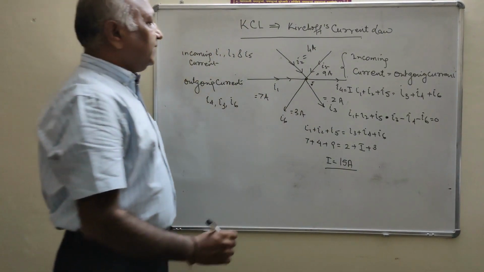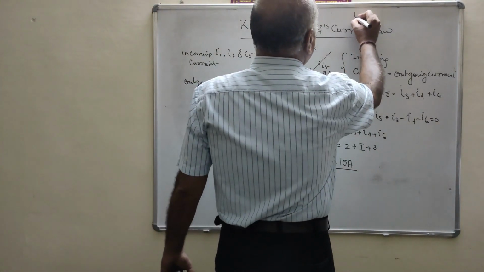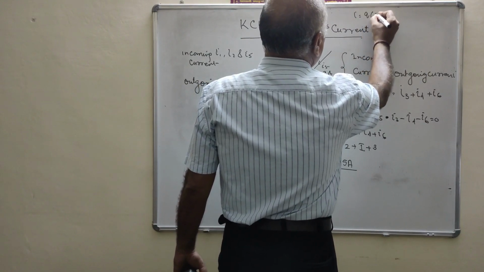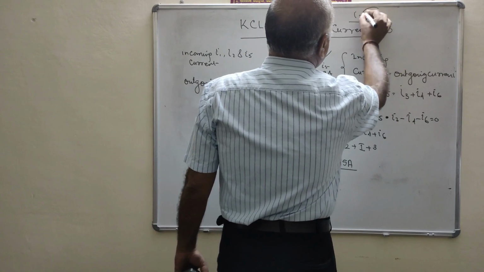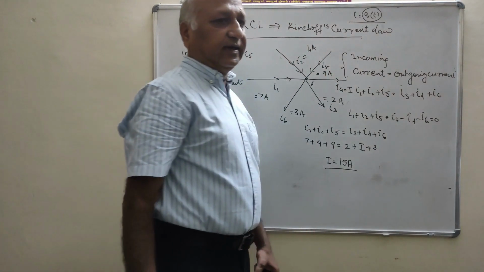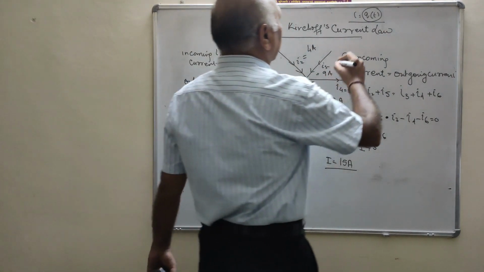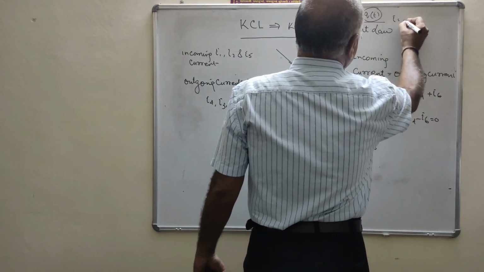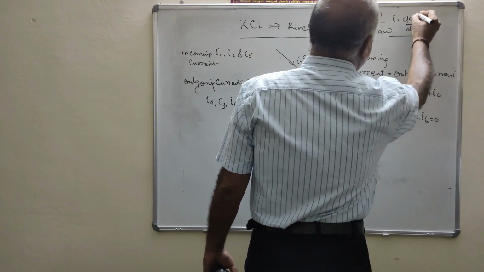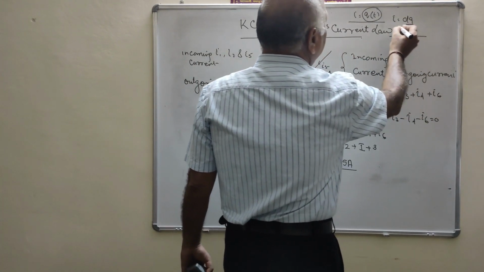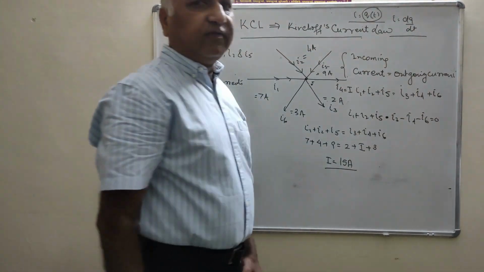Clear? Sometimes the current I is given in terms of the charge, where the charge is a function of t. Then always remember, what is I? It is equal to dq by dt. We differentiate q with respect to time when q is a function of t.